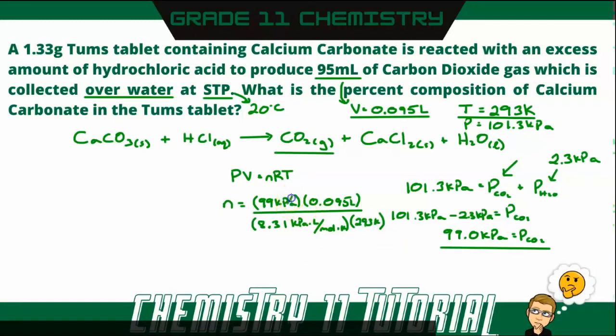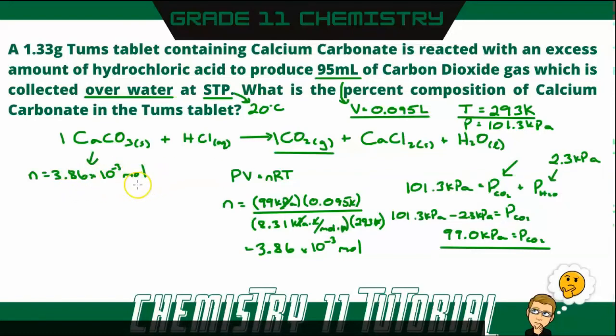So you can check your units. Kilopascals cancel, liters cancel, Kelvins cancel, and you're left with per mole, or just moles. And when you punch everything into your calculator, you get 3.86 times 10 to the minus 3 moles. Now, since this is a 1-to-1 ratio here, we therefore also know the number of moles of calcium carbonate is 3.86 times 10 to the minus 3 moles.